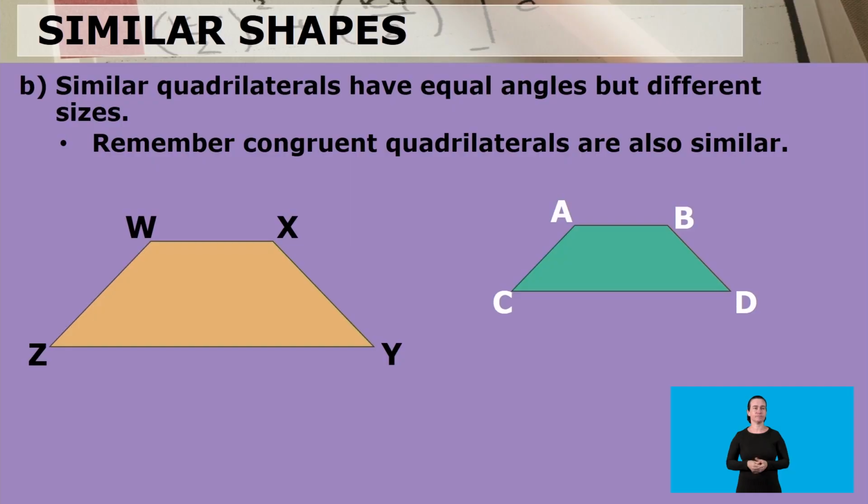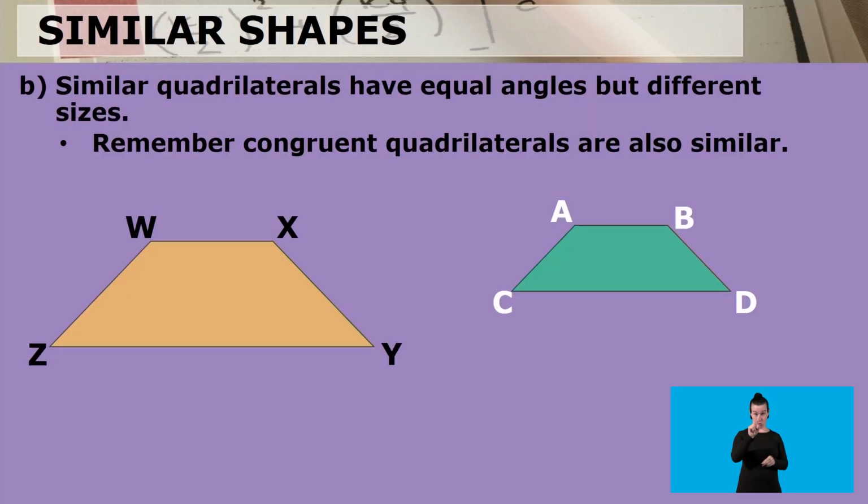Let's look at a quadrilateral in terms of similarity as well. Similar quadrilaterals have equal angles but different sizes. Remember, congruent quadrilaterals are also similar. As we were saying with the triangles, as long as they are congruent, they are the same. So similarity is there. However, with similarity, we look at the size, and with congruency, the size must be equal.